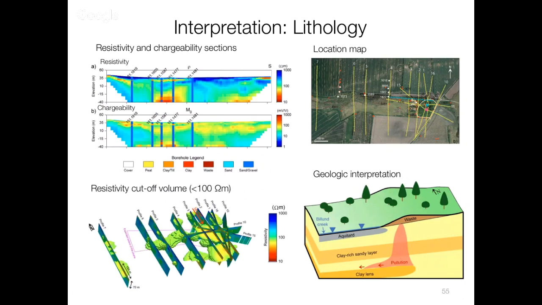If you look at the resistivity volume, and you just say, okay, I'm going to take everything that's less than 100 ohm meters and just have that as an isosurface, then what you see is that there's this low resistive tongue that's coming out here. And that's far removed from the waste dump itself. So the waste dump is out here. So there's something very conductive that's coming out here. What this is actually is a leachate plume.